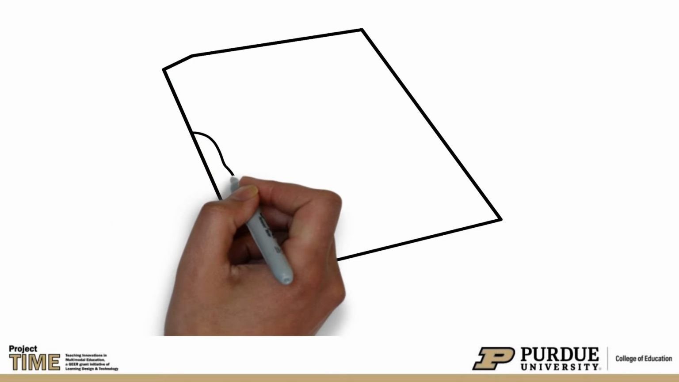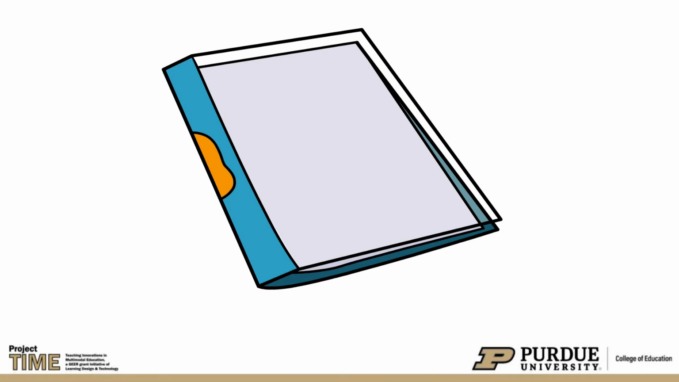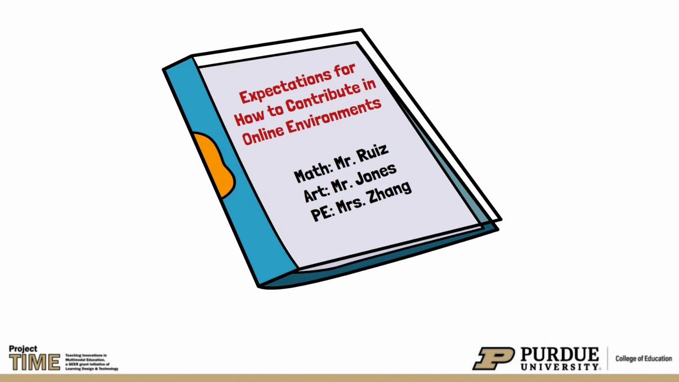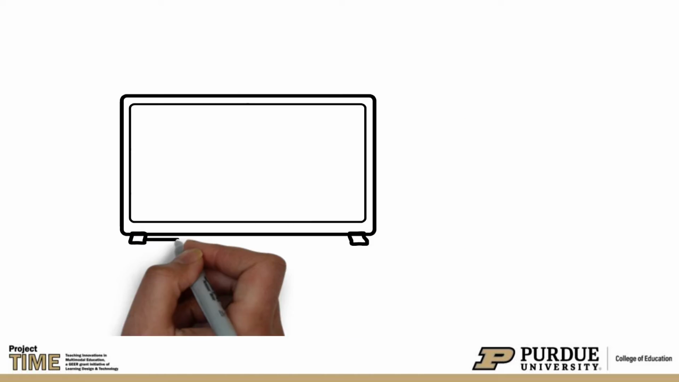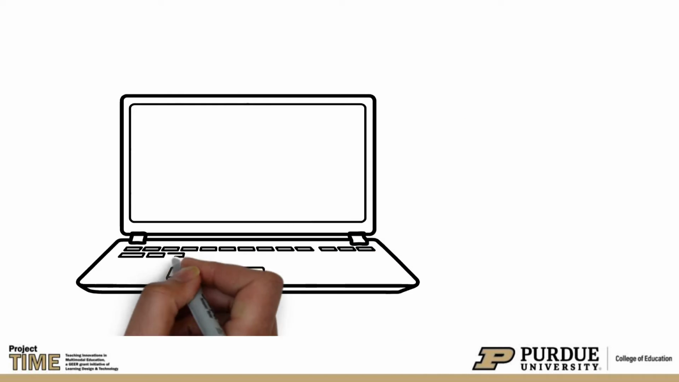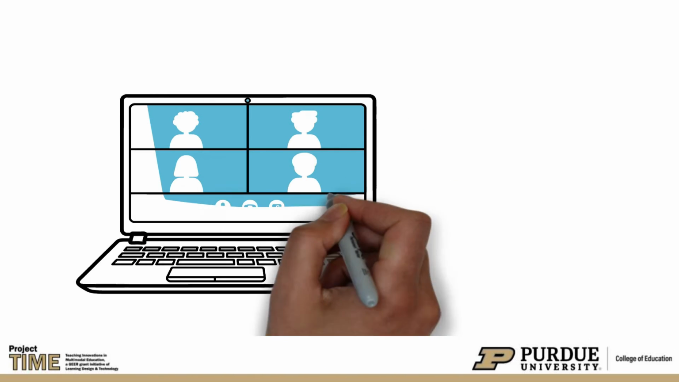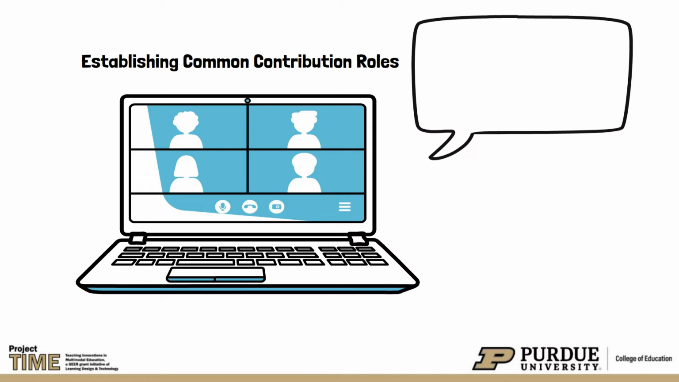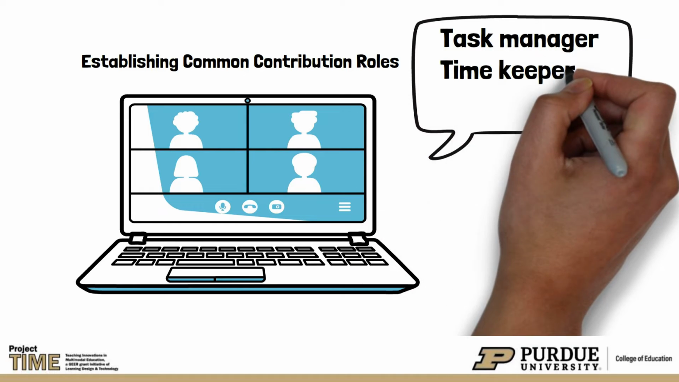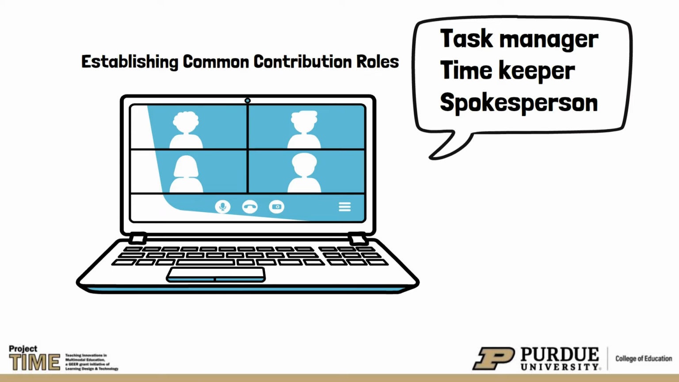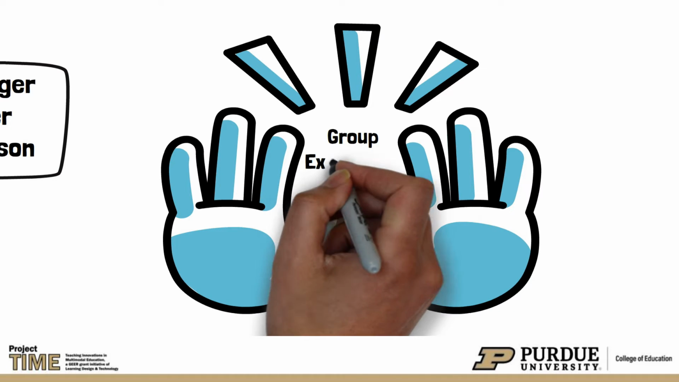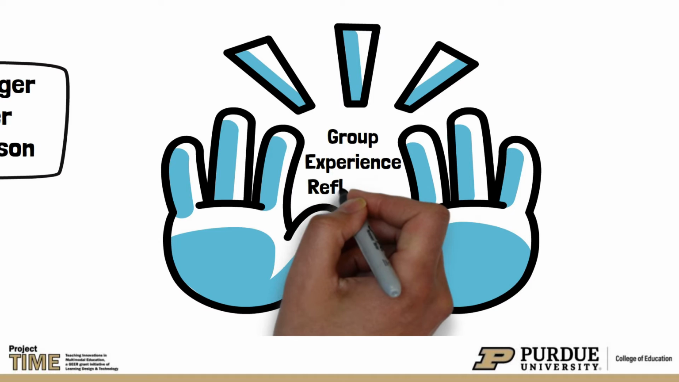Depending on student age and school schedule design, students may encounter a variety of classroom expectations for how they are to contribute in online environments. It is important to establish clear roles and intentions for how students contribute to group work and breakout group discussions. It might be beneficial to consider establishing common contribution roles, such as task manager, timekeeper, or spokesperson, that facilitate greater and more inclusive contribution. Also, providing opportunities for students to reflect on their group experience will reinforce and support contribution expectations.